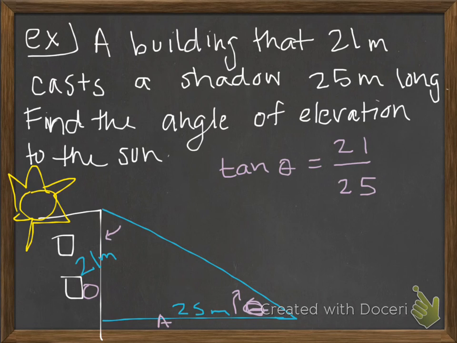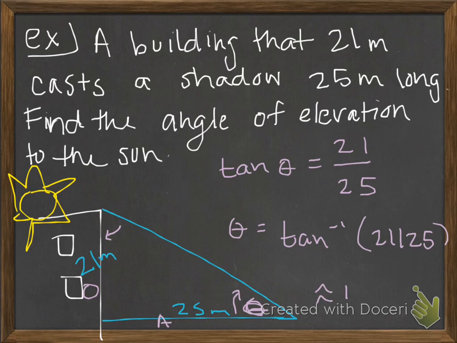Notice the unknown is the angle, and in order to find the angle, you need to use the inverse. So to find my theta, we use the inverse function, and then we type 21 divided by 25. Again, iPhone users, you're going to have to type 21 divided by 25, get that decimal, then click the inverse tangent. And this is achieved by hitting second tangent. And when I do all that, I should get an angle roughly around 40 degrees.